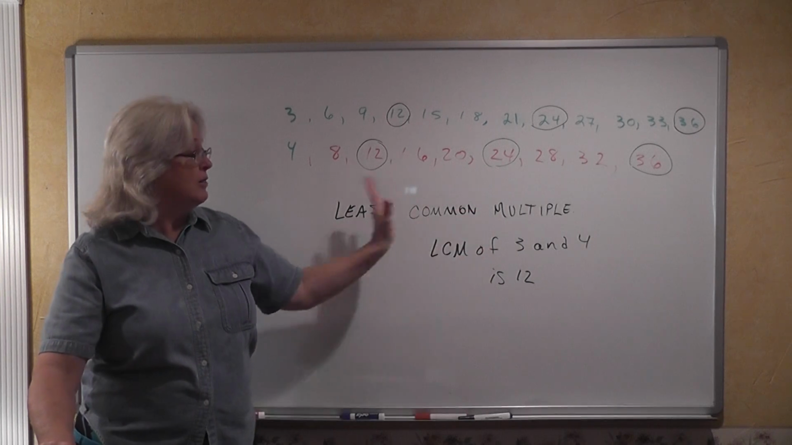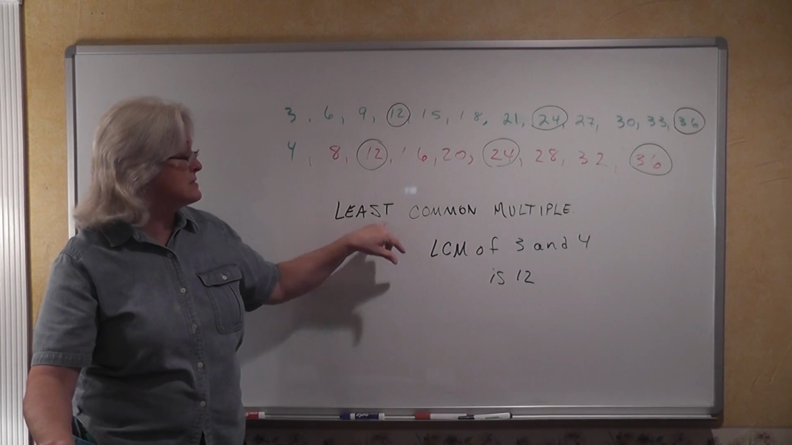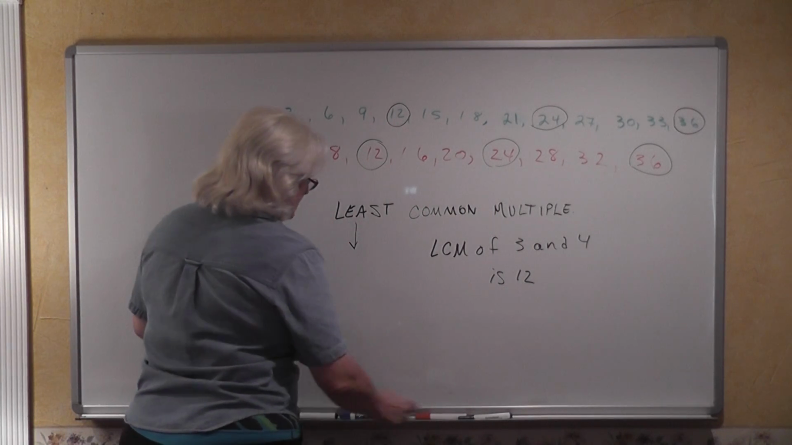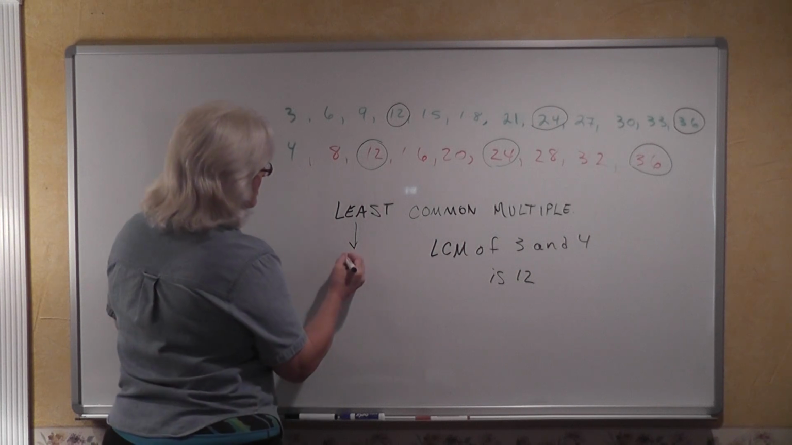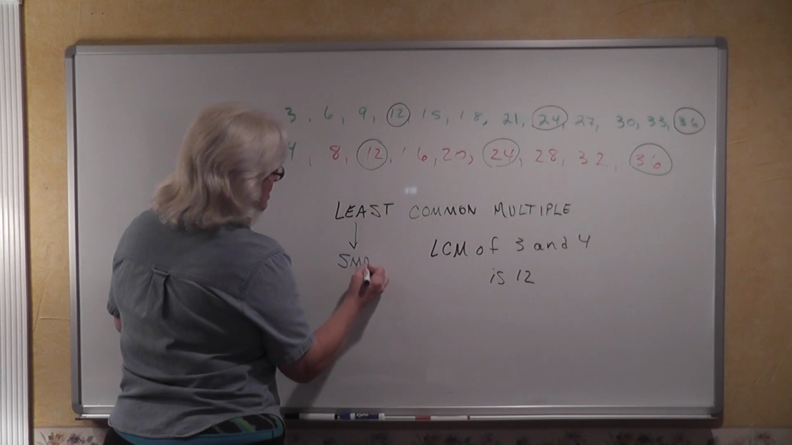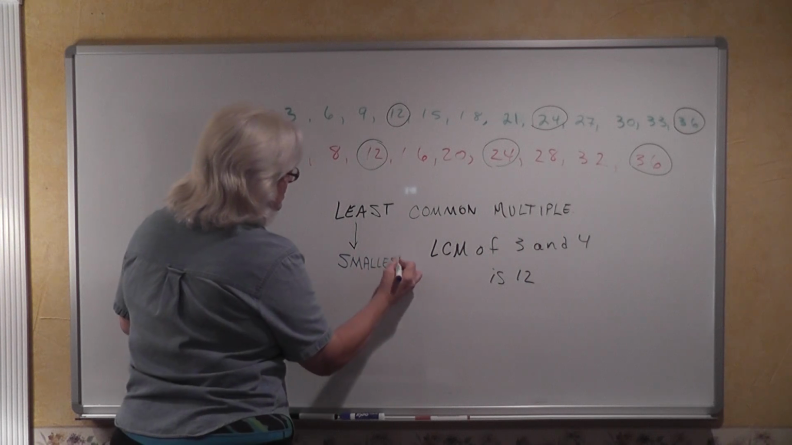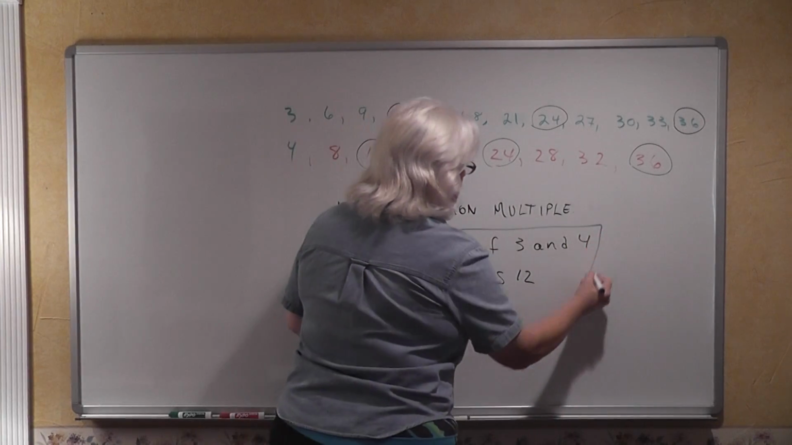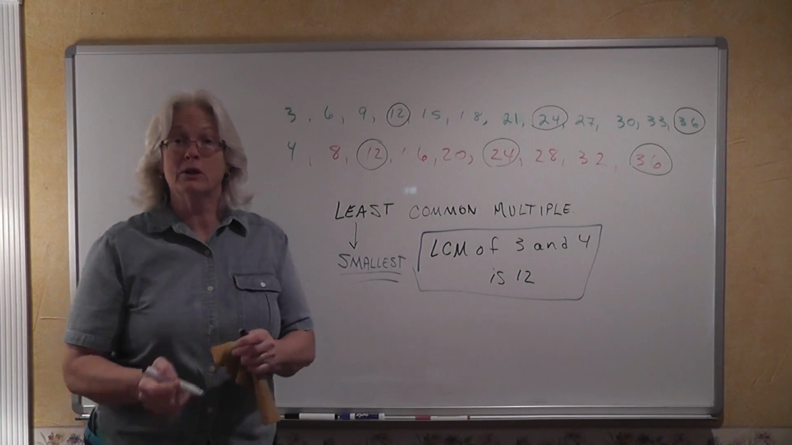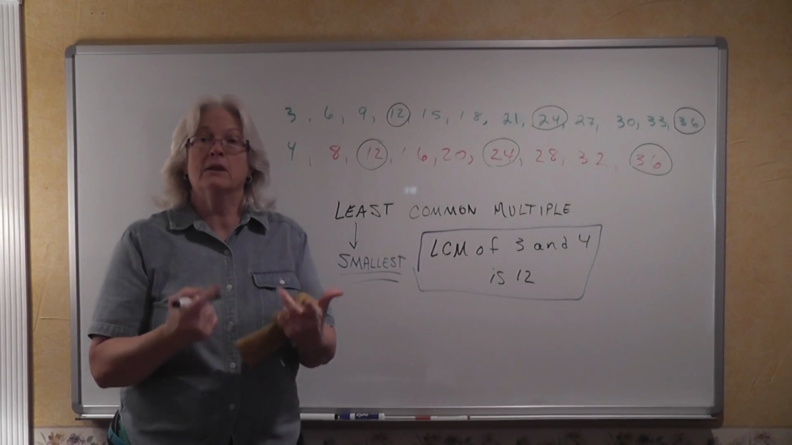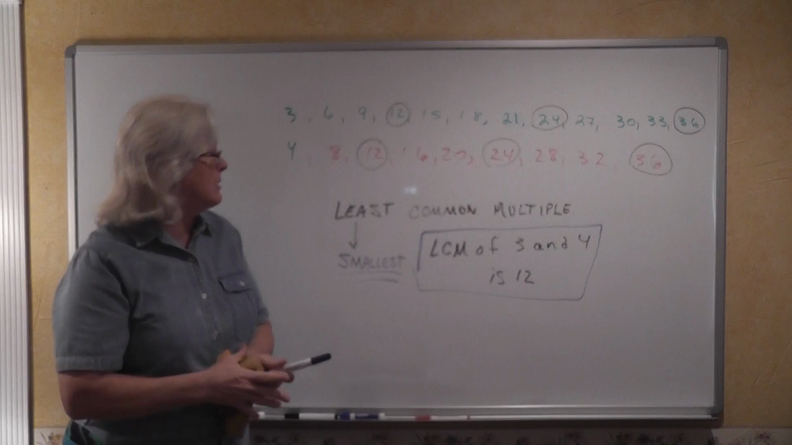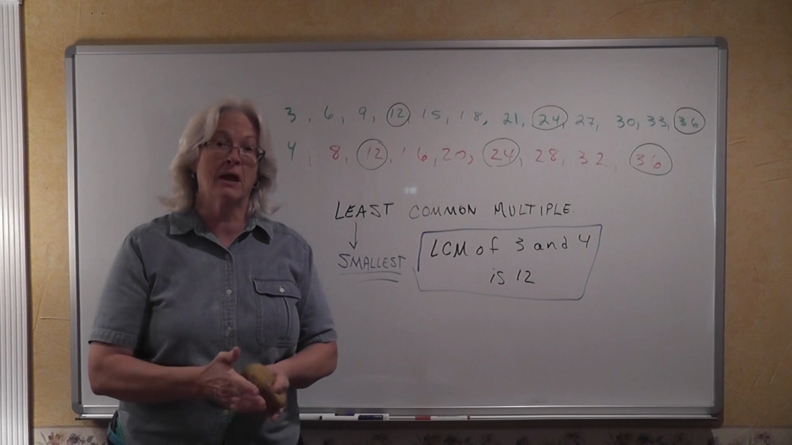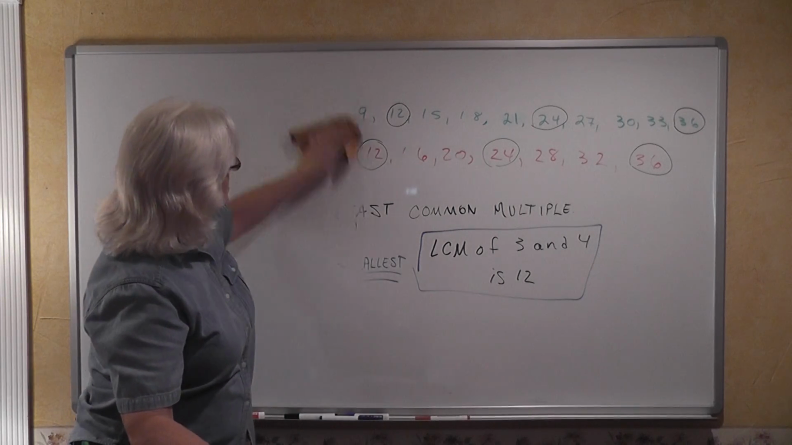There are many common multiples, but the least common multiple, or the smallest multiple that they have in common, is what they call the LCM. And this is what we are going to be looking for. The ability to determine the least common multiple is very important when we're working in algebra, and we'll see its application as we go on through this course.